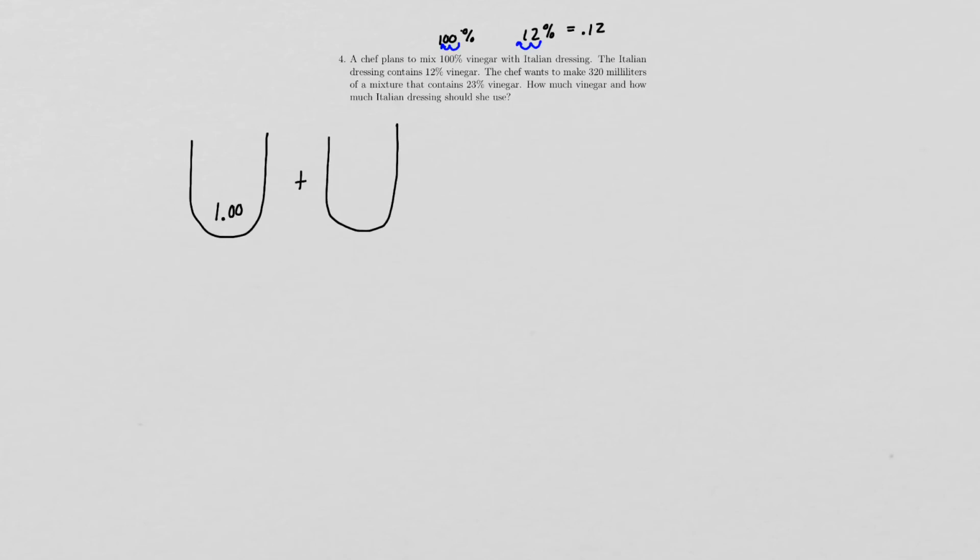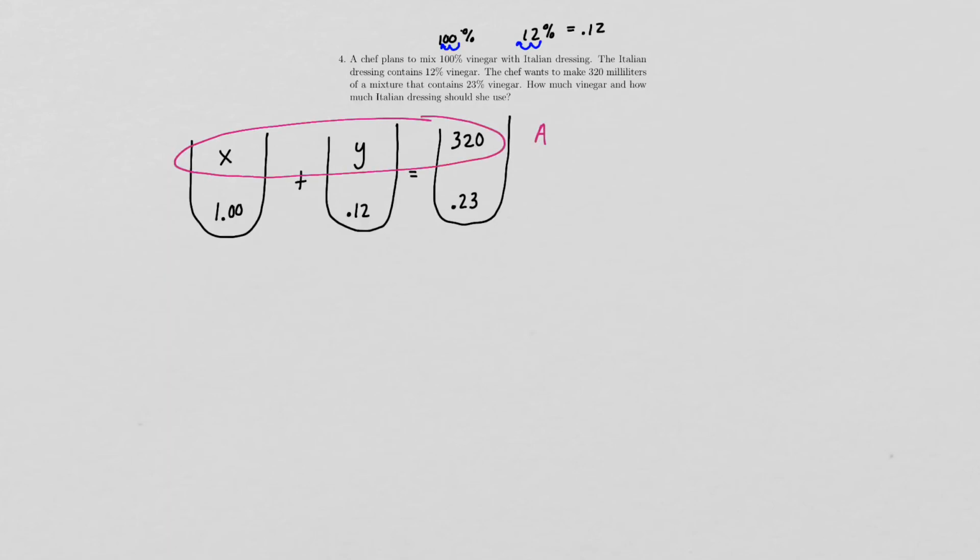Plus, my second one is the Italian dressing that contains 12% vinegar, so 0.12. And the chef is trying to make 320 milliliters of a mixture that contains 23% vinegar, so 0.23. And again, I don't know how much in the first one or the second one, so I'm just going to call them x and y. And here's my first equation, that amount equation, is going to be x plus y equals 320.